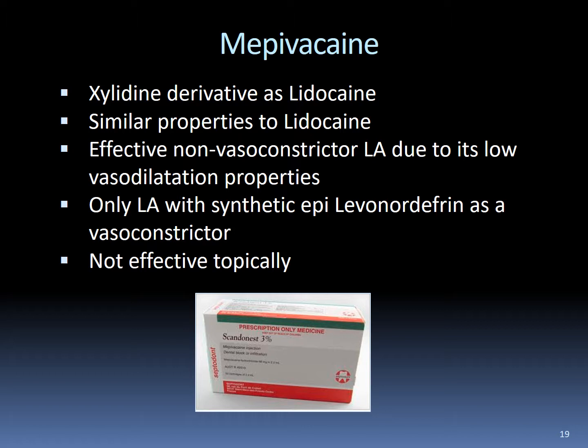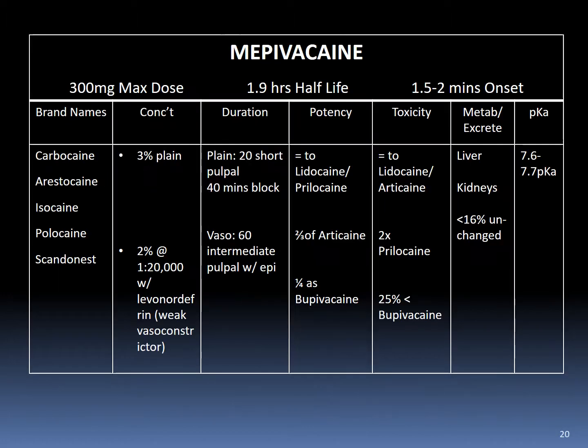But for our clinic purposes, this is a great drug of choice when you need to use a non-epinephrine or non-vasoconstrictive type of drug. It does come with a synthetic epi, and we'll talk about that with the upcoming chart. So let's review the chart on mepivacaine. Mepivacaine comes in a 300 milligram maximum dose. Its half-life is almost 2 hours, and its onset time is very quick, 1.5 to 2 minutes. This doesn't mean the time to reach profound anesthesia, but we are at a point where the area is quite numb and can begin work.